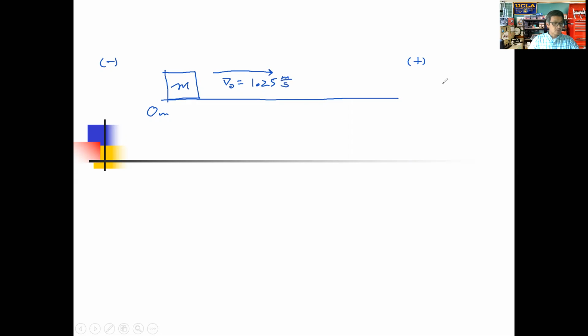We are told that because he hits a rough patch of ice, at some point he ends up stopping. So V final here is going to be 0 meters per second. He stops. We don't know how far he moved, but we know the total time interval in which he moved, and that's going to be 5 seconds. And we're asked to find the acceleration.